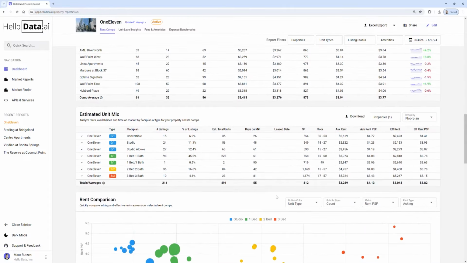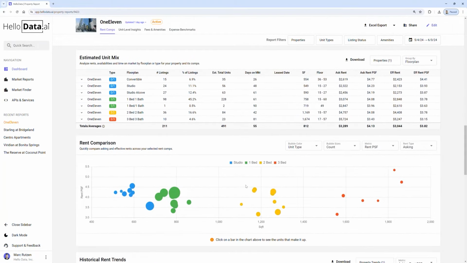From there, scrolling down, we have our estimated unit mix. Because we're only using publicly available data, we don't have to wait for people to integrate their property or send us a rent roll or anything like that. We're observing only what has been publicly listed. Now, that is an advantage because it eliminates the potential for antitrust risk issues when you're trading non-public data to help price rents. But it's also a disadvantage because we don't have the exact unit mix.